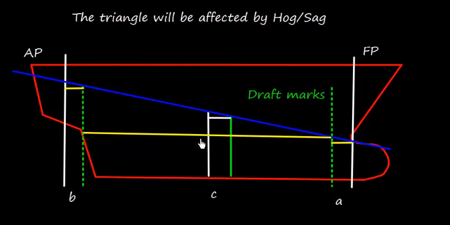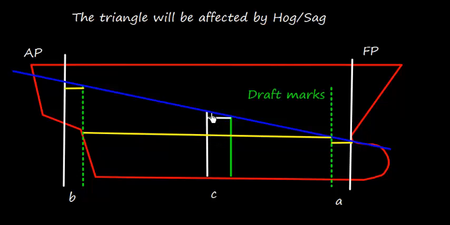In the last video, we discussed that the draft marks are separated from perpendiculars. For example, here this is the forward perpendicular and the draft mark is separated from the forward perpendicular. Similarly, this draft mark is separated from the aft perpendicular, and the mid length of this perpendicular is this. This area is occupied by the draft mark, and the draft marks are also separated from the mid length.